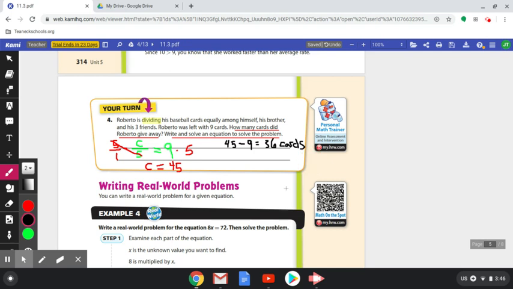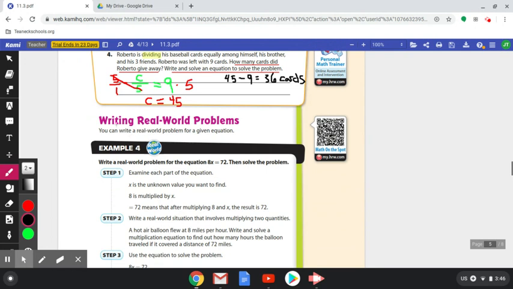Oh man, I missed the Promethean board. So that's how this equation helped us solve this problem. We had C divided by 5 equals 9. That helped us figure out he started with 45 cards. Well, if he started with 45 cards and he had 9 left, that means he must have given away 36.